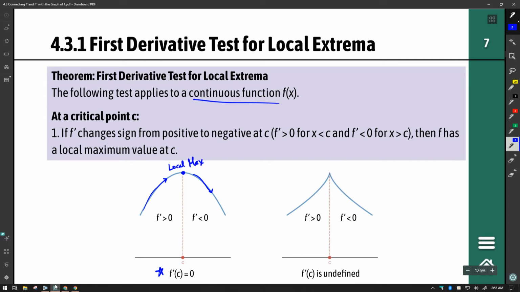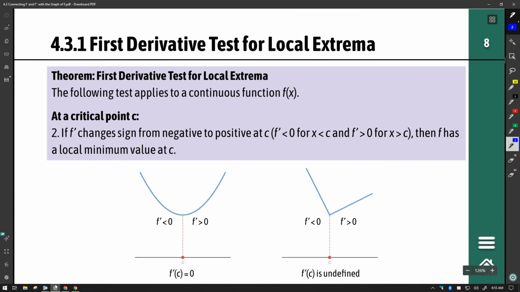On the graph to the right, we have f prime is undefined, so that means that it's not differentiable, and we see that there's a cusp on this graph, but the same part of the test applies. To the left of that point, f prime is positive, the graph is rising. To the right, f prime is negative, the graph is falling. That makes this, again, a local max.